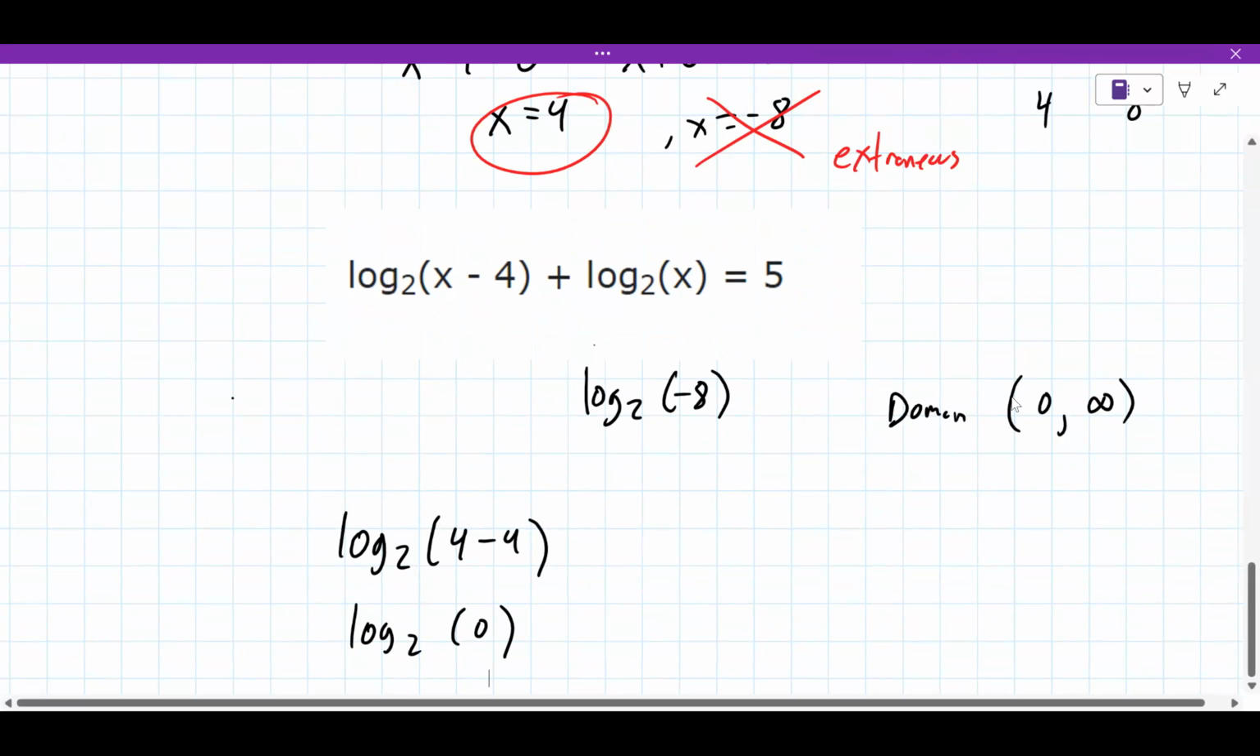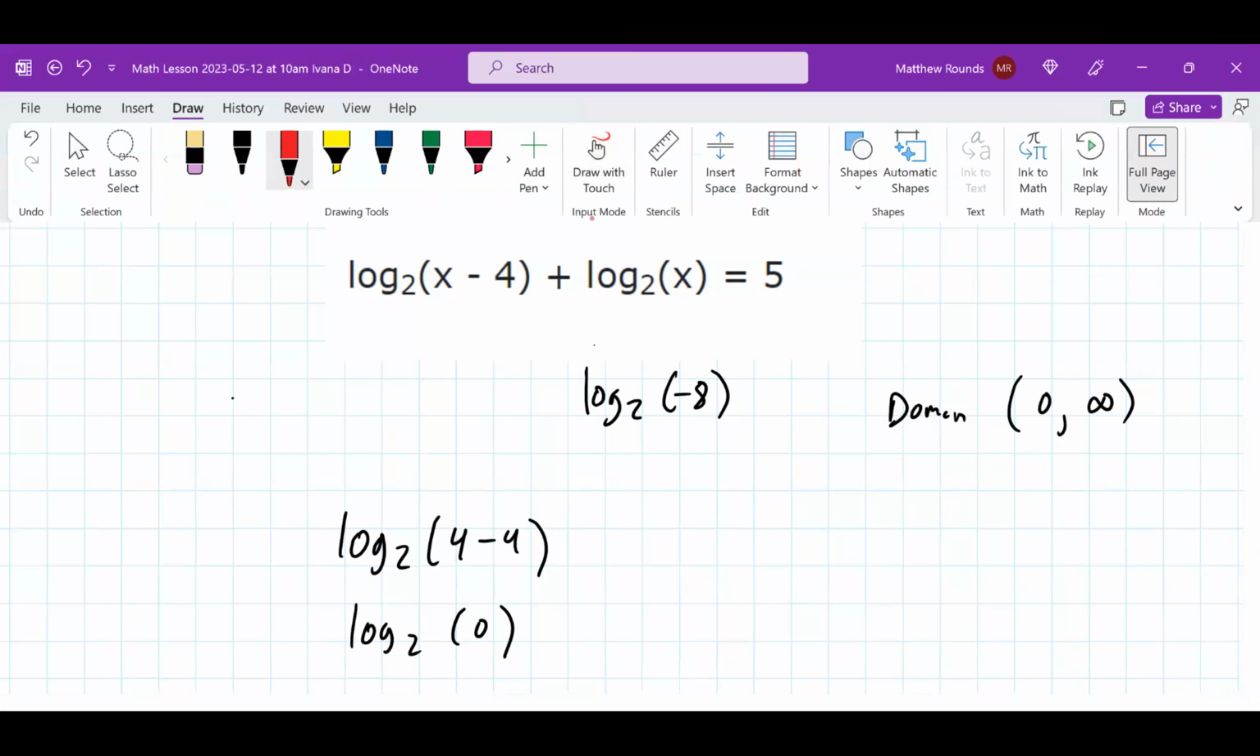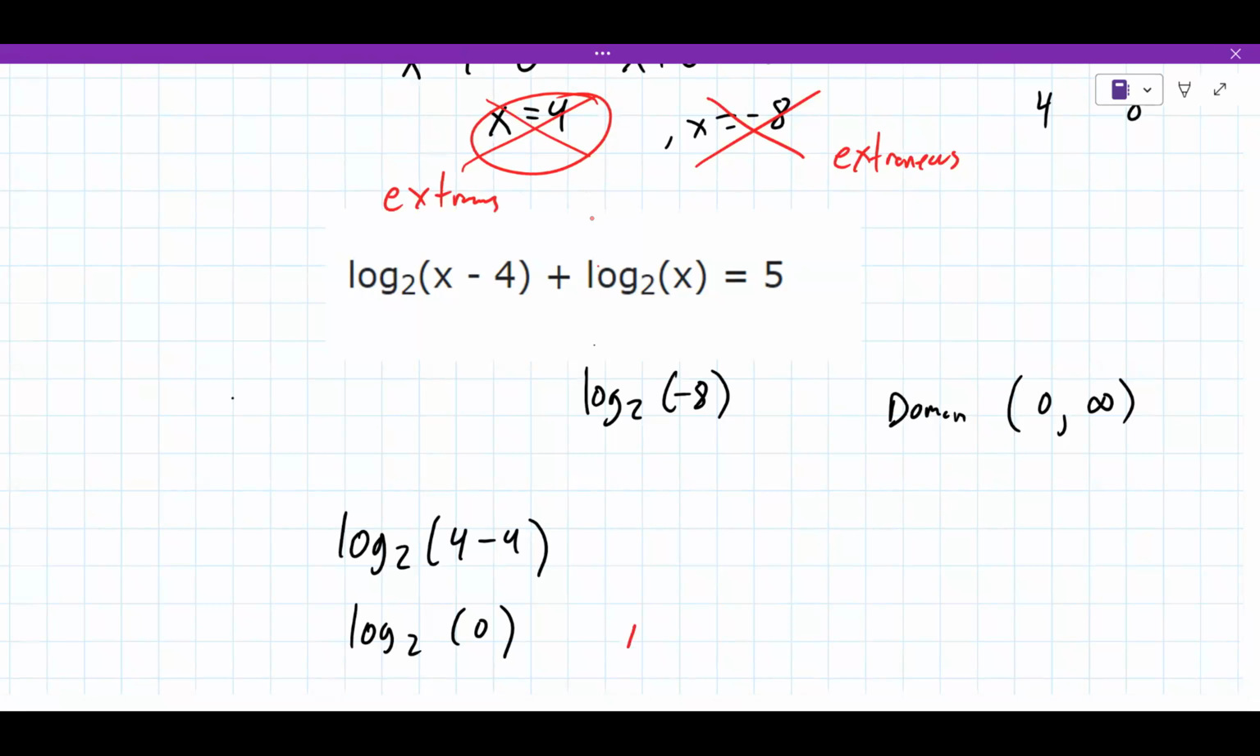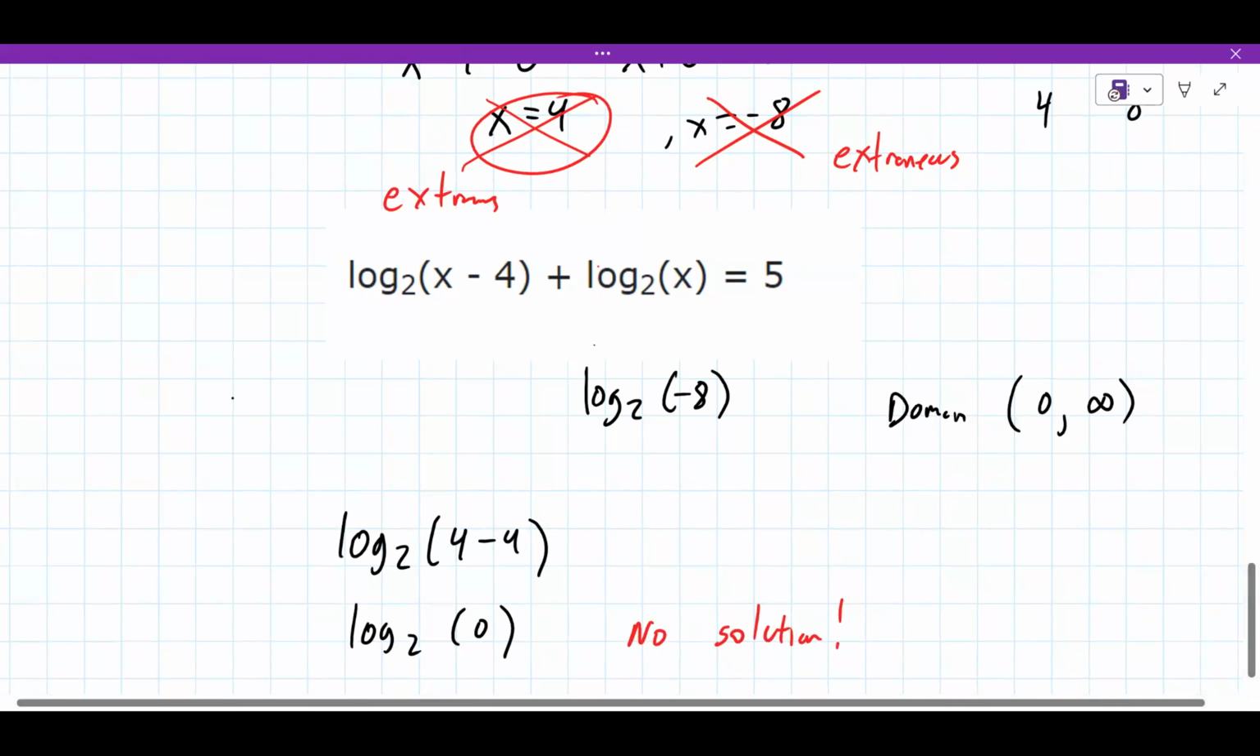It's like getting right to the water's edge, but never really dipping your toe in the water. So yeah, this value is not included. So this one is also extraneous. So no solution. No solution. All right, good job.